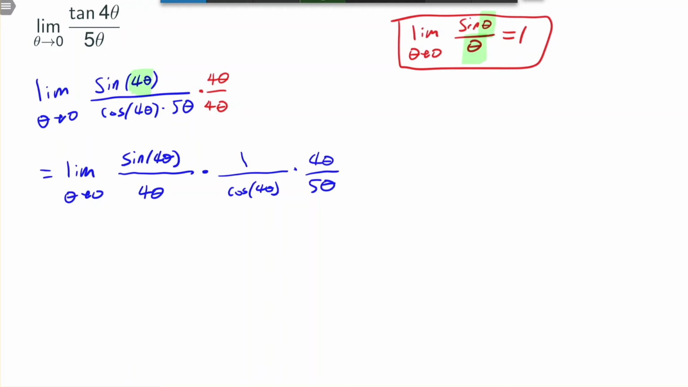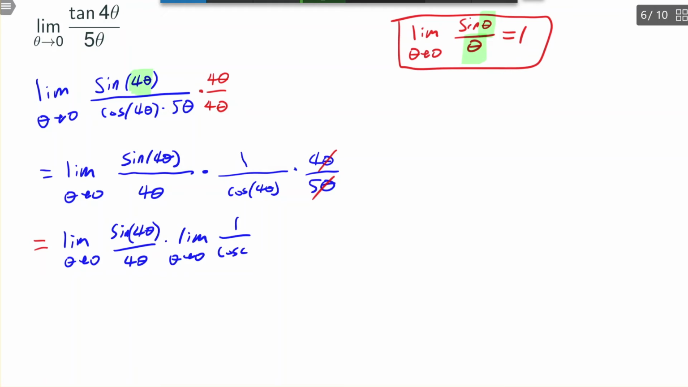Now we see that these thetas cancel out. So what we have is this, or actually we can separate this into three limits. This is just one of the limit laws where we can multiply three different limits: sine 4 theta over 4 theta, times limit of 1 over cosine 4 theta, times limit as theta goes to 0, which is 4 over 5. So we can evaluate one of them one at a time.